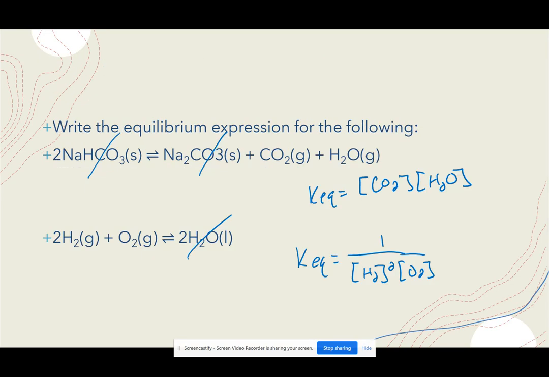With heterogeneous equilibria, or with all equilibrium expressions, you include gaseous things and you include aqueous things. So you do not include solid or liquid. You do include gas and aqueous.